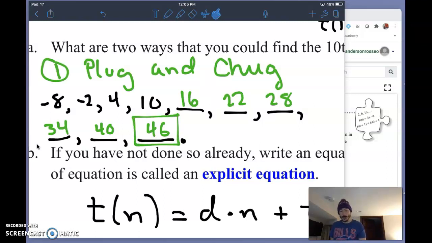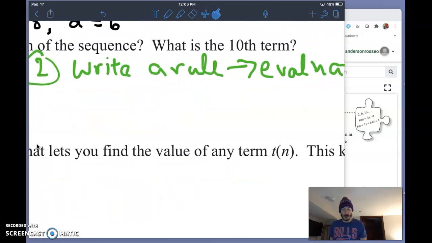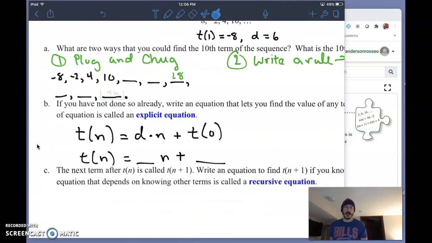It's very doable here. It's probably not the best approach, the plug and chug method, if you need to find the 100th term, right? I'd be doing this for a while. It doesn't make sense to do it there. But the other option is to write the rule and do some evaluating. And that's where part B takes us here. Part B takes us to writing the rule, and they introduce some language. They call this the explicit equation.